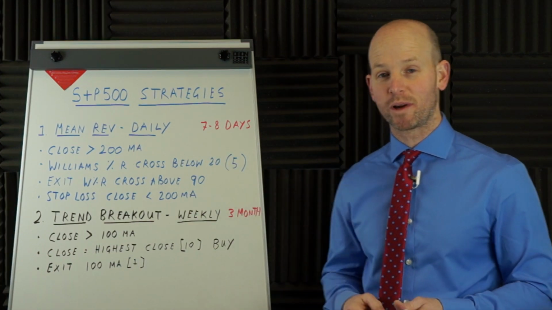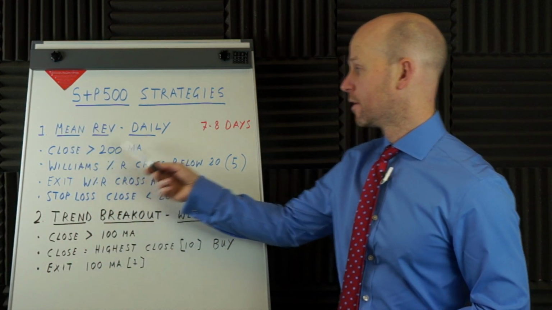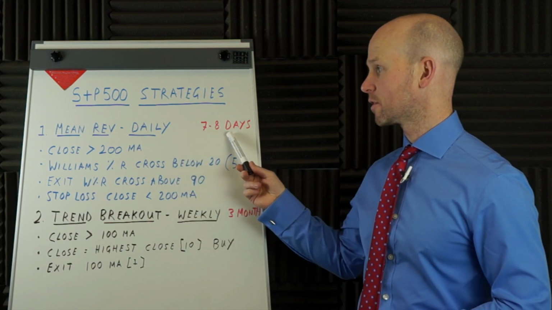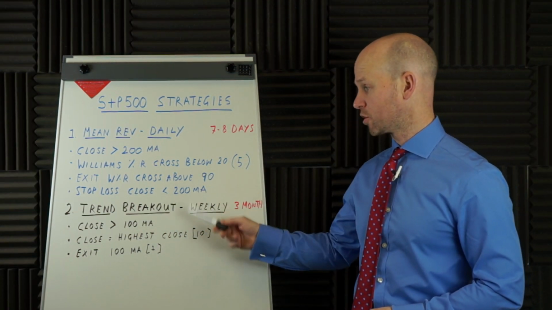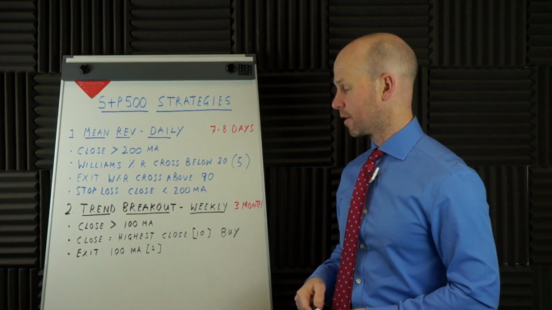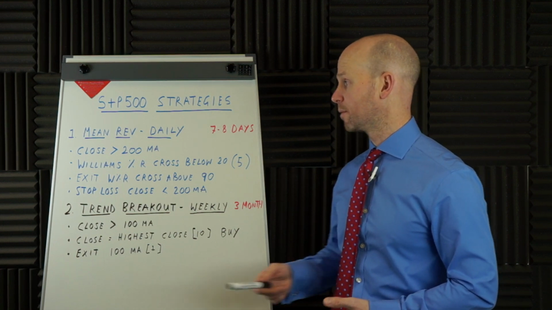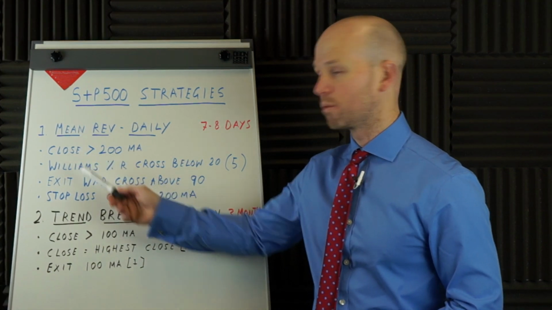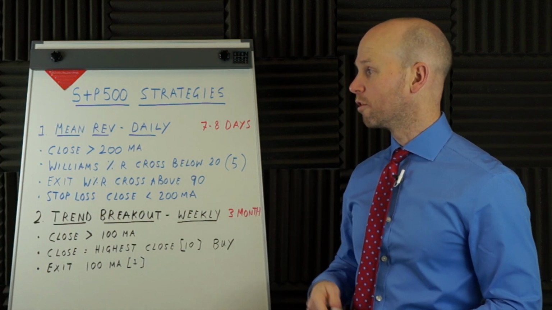Okay, strategy number one is on the daily chart, and this is going to be the mean reversion strategy. Daily chart, and trades typically last around 7 to 8 days. Using the second strategy, which is on a weekly chart, we're looking at a much longer hold time of around 3 months. So let's just concentrate on the daily chart at the moment. We want to be in a longer term uptrend, and that's determined by looking at the 200 period moving average. So we want to make sure that price, we use the close, is above the 200 period moving average, and then we're allowed to trade.